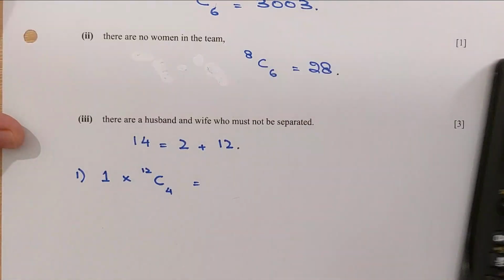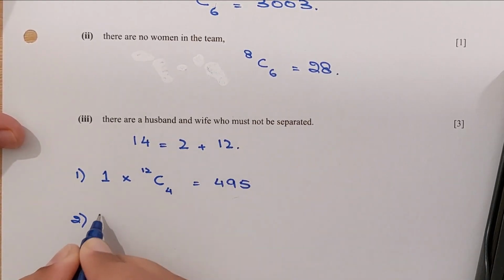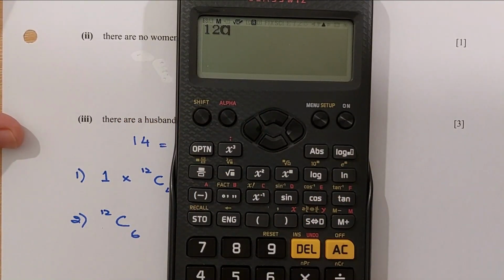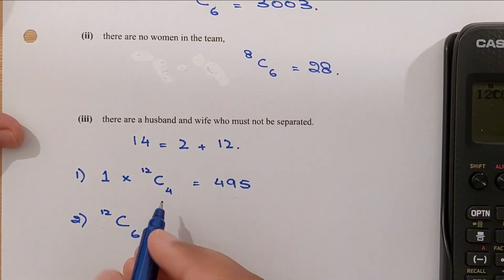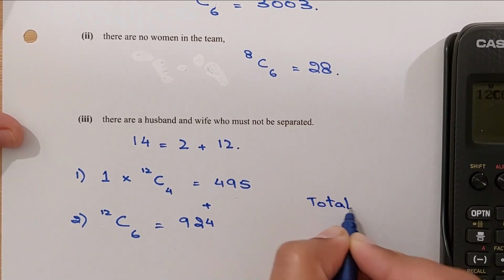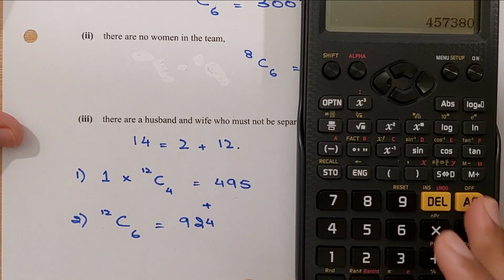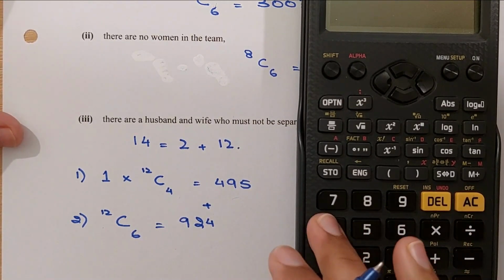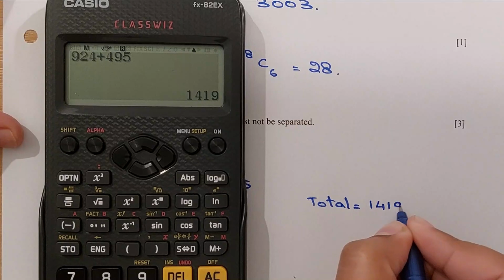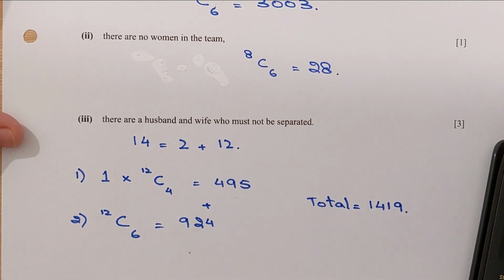12C4 is 495. And if we exclude the husband and wife, the rest is 12C6 for the team of 6 members. 12C6 is 924. For the total, we have to add them up: 924 plus 495 is 1419. Because the husband and wife must not be separated, we can take them or we cannot take them.